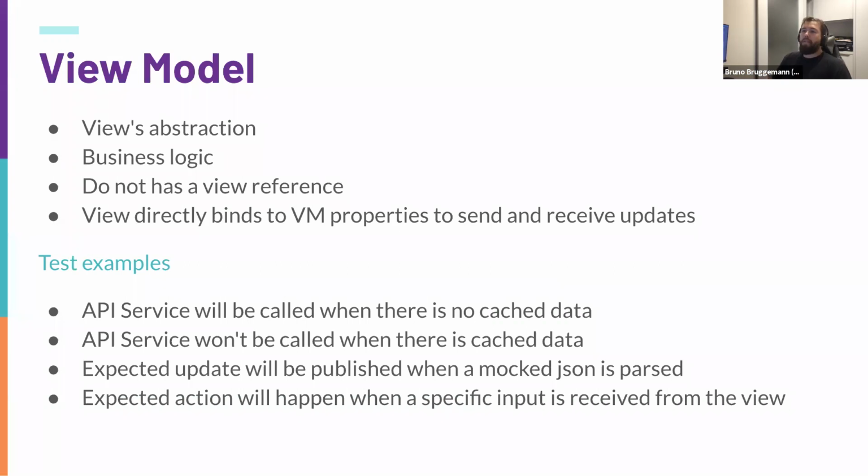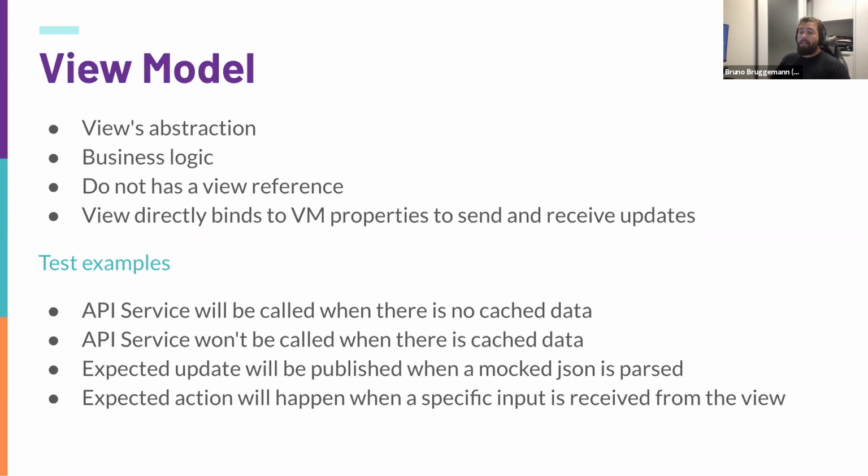Moving on, we have the view model, and as I said, it's an abstraction of the view, where the business logic is. And this is important, it does not have any reference to the view itself. It just has the publishers and the way that the view is going to connect to that. The view directly binds to the VM properties to send and receive updates.